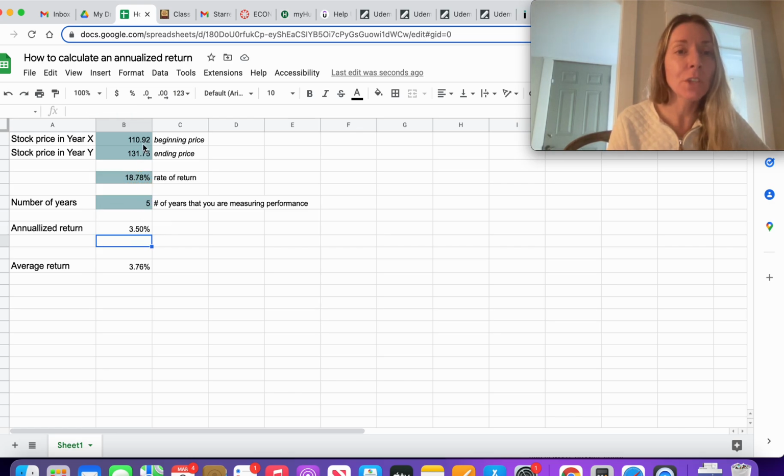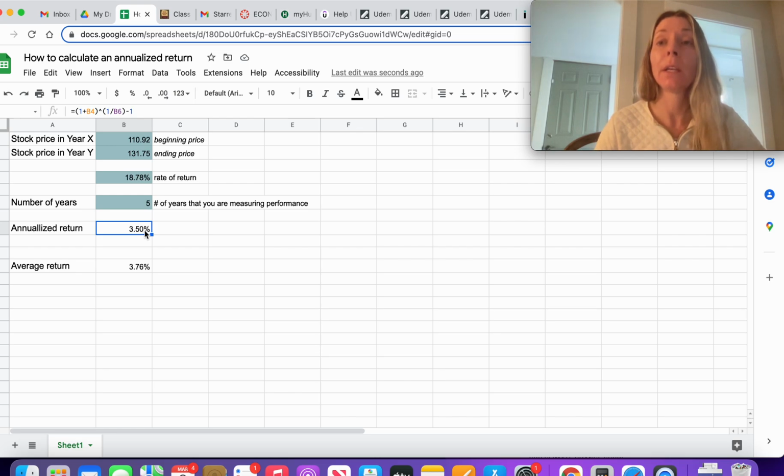Okay? So I bought the stock in March of 2017. I sold the stock in March of 2022. And I got about 19%. On an annualized basis, which means per year, removing the impact of compounding, 1 plus the return over that time period raised to the fifth root -1 is going to give me 3.5% per year of a return. It allows me to compare apples to apples across the spectrum, okay?